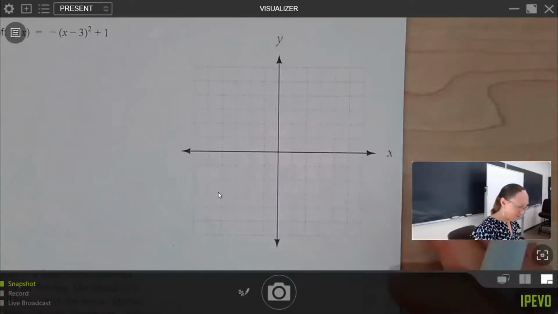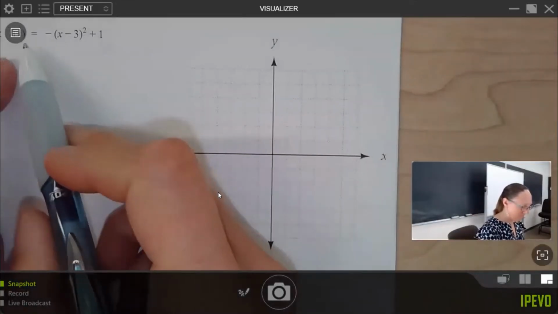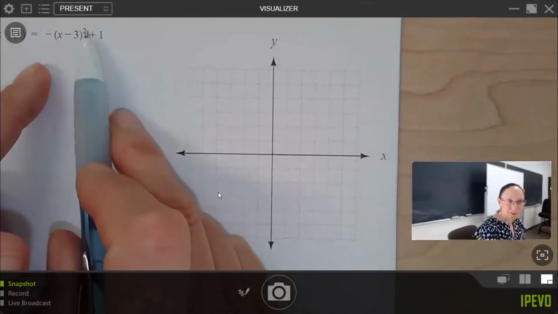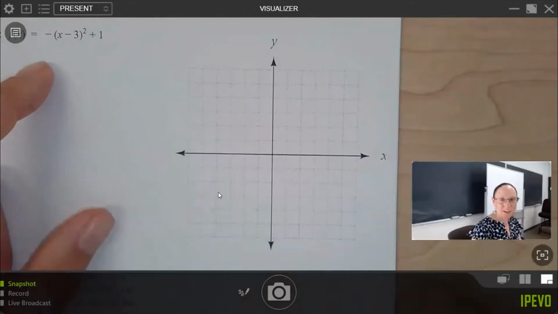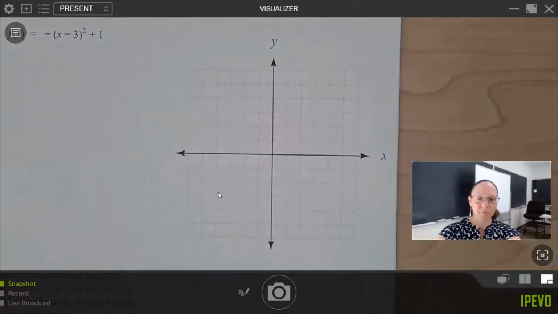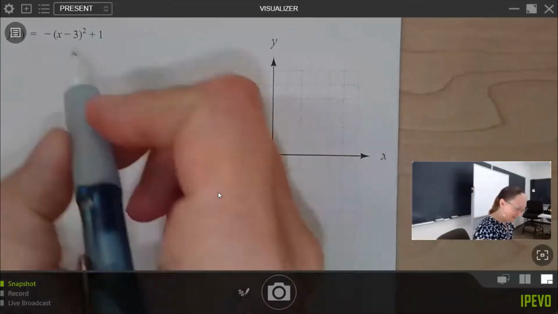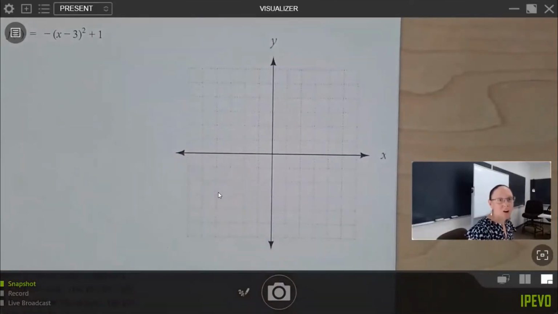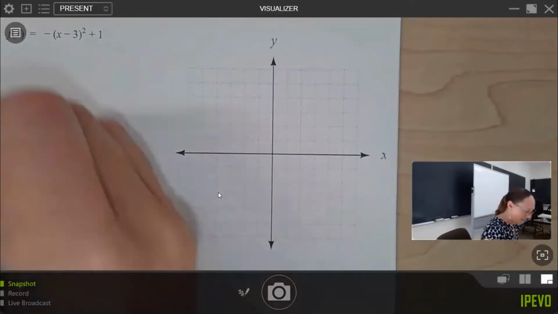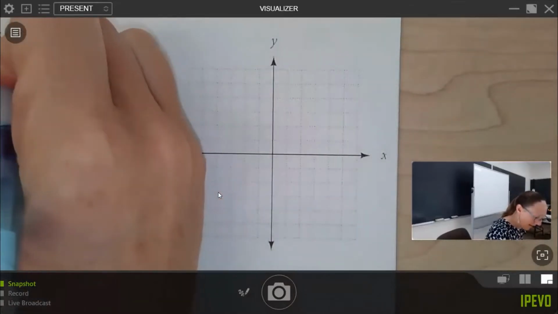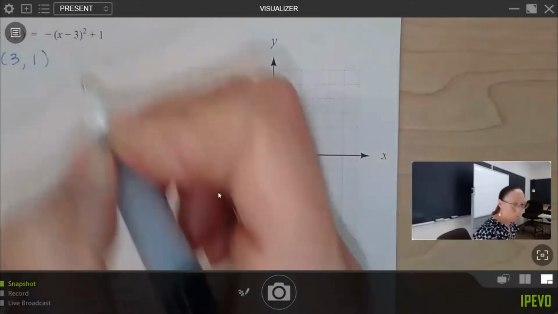So we've got this function, f of x is equal to negative quantity x minus 3 whole thing squared plus 1. If we do this the way that we were doing it yesterday, this is already in vertex form, so we can read off the vertex from this. I know that my vertex is going to be at (3, 1).